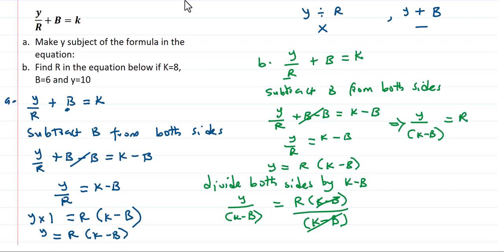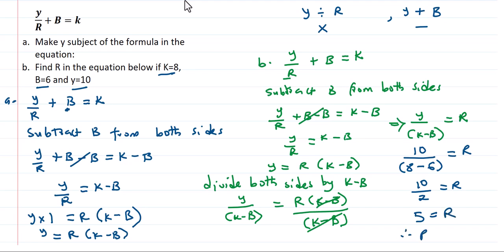From this point, let's substitute our values in. So we know that Y is 10, K is 8, and B is 6. So 10 over 8 minus 6 is equal to R. 10 over 8 minus 6 is 2, is equal to R. And then 10 divided by 2 gives us what? 5. And that is equal to R. So it simply means that R is equal to 5. And we are done.